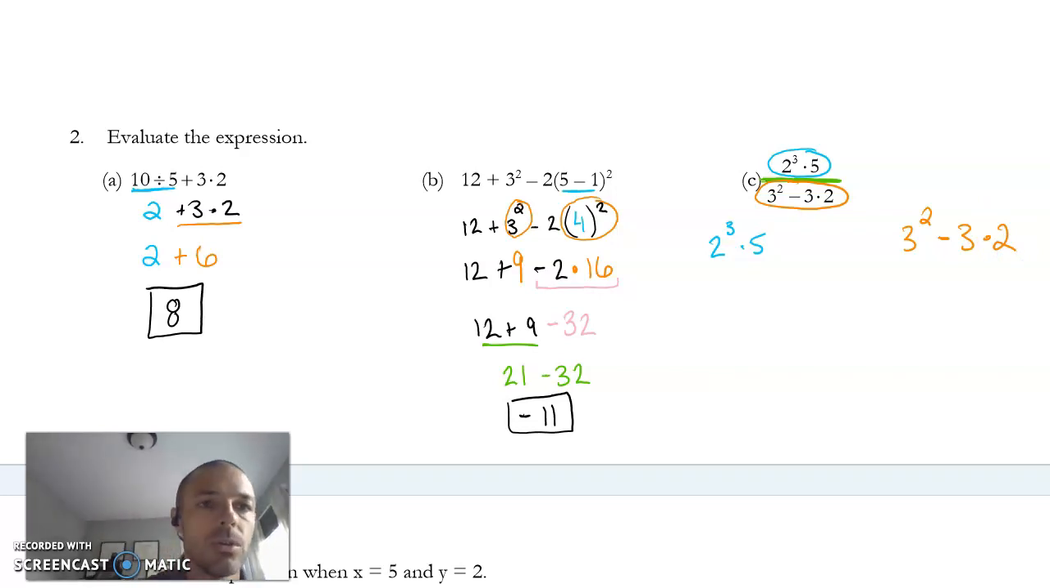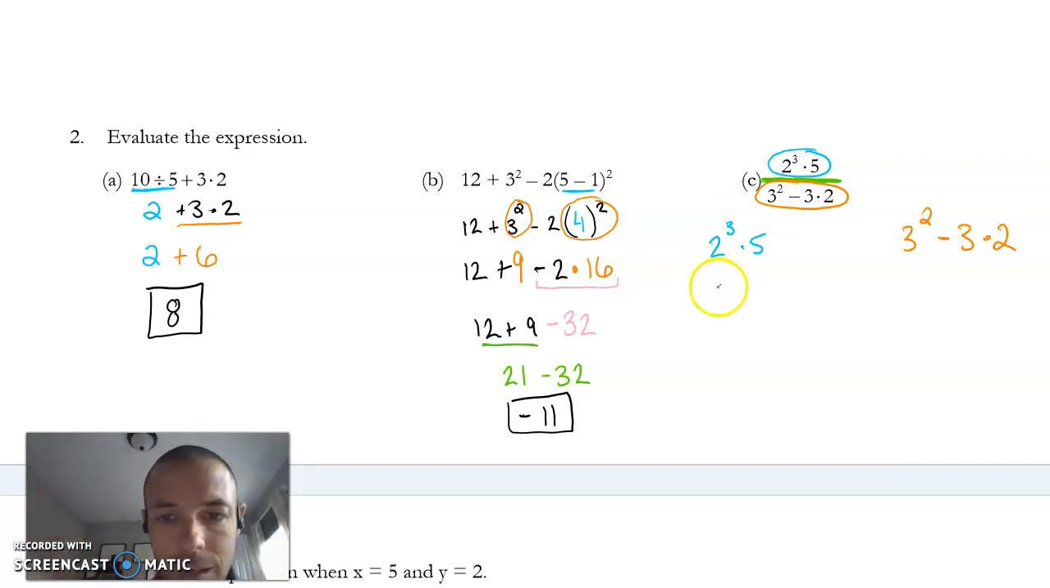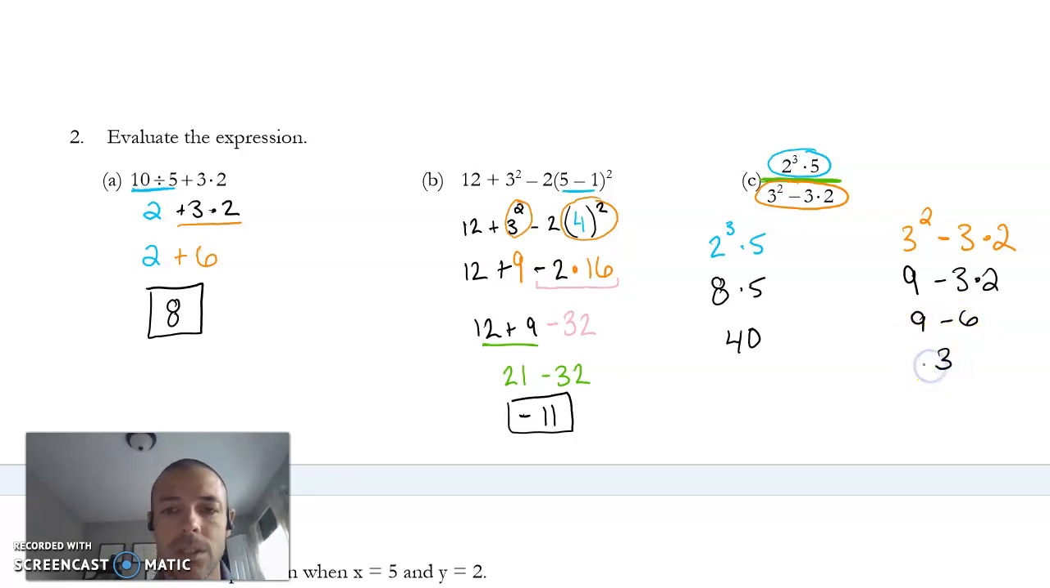Okay? So 2 to the third power, that's 2 times 2 times 2. So 2 times 2 is 4 times 2 is 8. I get 8 times 5, which gets me 40. And 3 to the second power is 9, so I get 9 minus 3 times 2. Negative 3 times 2 is negative 6. I get 9 minus 6. 9 minus 6 is 3.